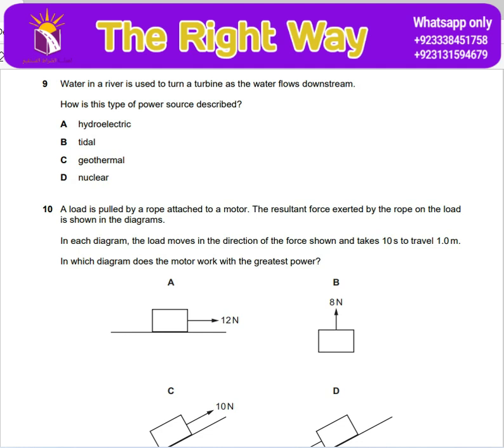Water in a river is used to turn a turbine as the water flows downstream. How is this type of power source described? We know that it is hydroelectric. Hydroelectric power stations use the turbine system in which water flows downstream and it moves the turbines.